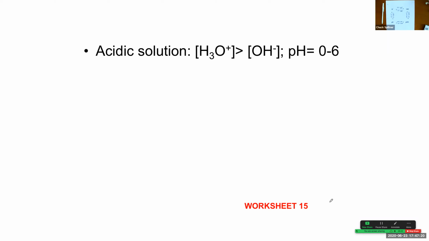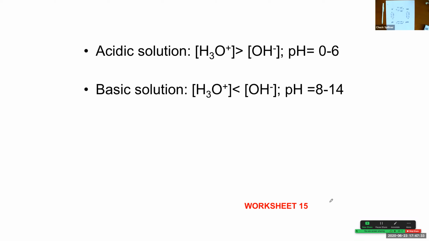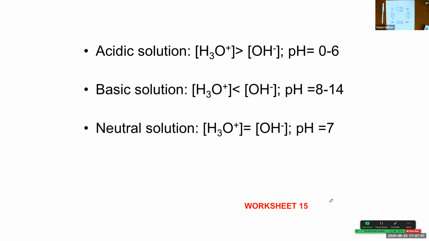So here's a few things. A summary chart says in an acidic solution, hydronium ion is greater than hydroxide, and the pH is between 0 and 6. In a basic solution, hydronium ion concentration is less than hydroxide, and the pH would be between 8 and 14. In a neutral solution, the hydronium ion concentration is equal to the hydroxide ion concentration. The pH is 7, and the H3O plus is 1 times 10 to the minus 7th, and hydroxide is 1 times 10 to the minus 7. So that's the end of that.